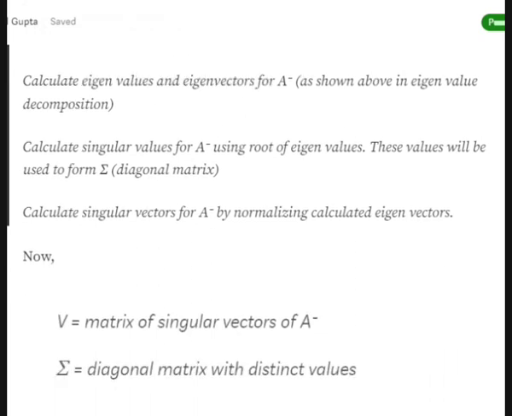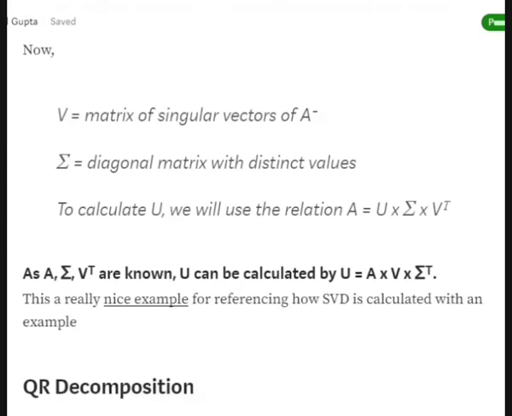Now we'll be calculating the singular vectors for A dash by normalizing the eigenvectors. So, as you can understand, it is an extension of eigenvalue decomposition only. In eigenvalue decomposition, we calculate eigenvalues and eigenvectors and use them in the final representation. In SVD, we are going one step ahead and calculating singular values and singular vectors. Once we have the singular vectors, which are nothing but normalized eigenvectors, V equals the matrix of singular vectors of A dash. Sigma is a diagonal matrix with the distinct singular values.